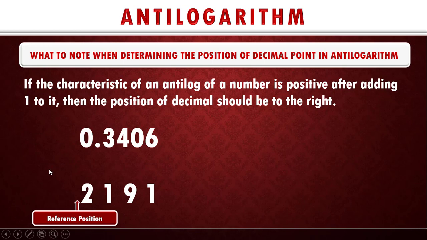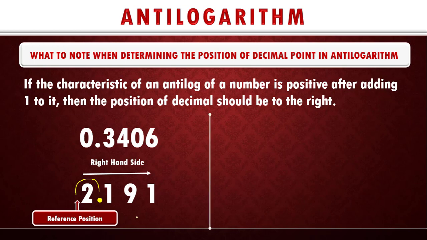Okay, so let me show you that. We'll make our counting from this reference position. So when we added 0 plus 1, we have 1 as the value. So that means we're going to count 1 place from this reference position. So that means our decimal will be located here. Since we counted only 1, our decimal will be located in this position. So our final answer there should be 2.191.